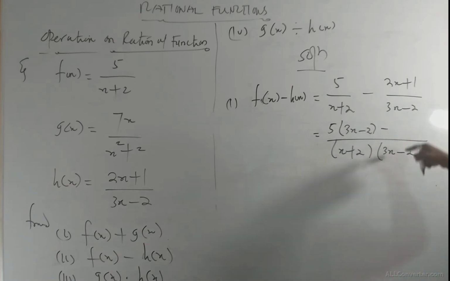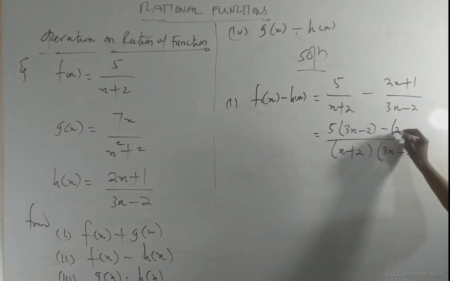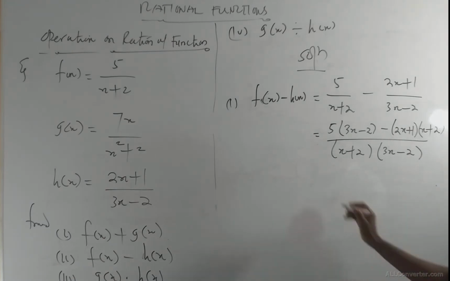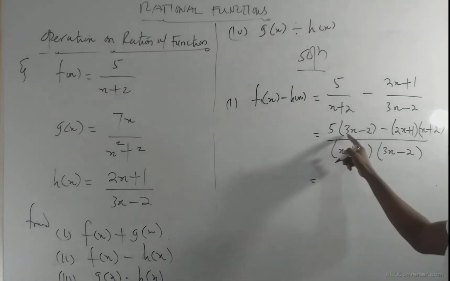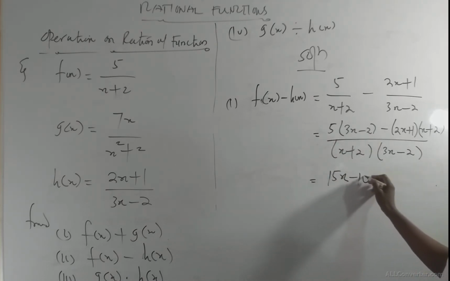Then minus this here, we are left with this. So this will also multiply this. So we make sure we keep them in brackets so that it will not affect our answer. Okay, so this is what we have. Now we simplify. 5 times 3x will give us 15x. 5 times minus 2 is minus 10.